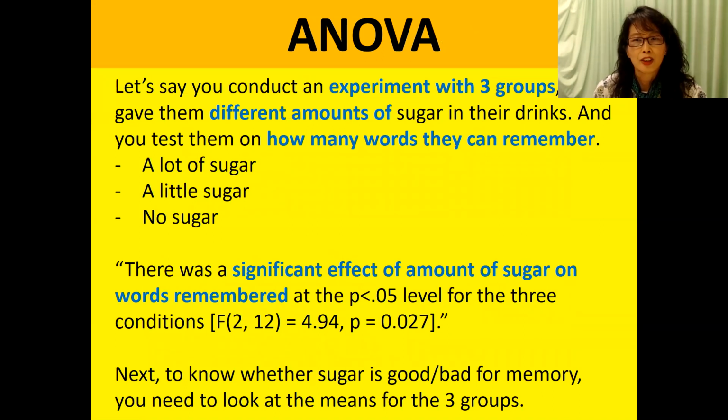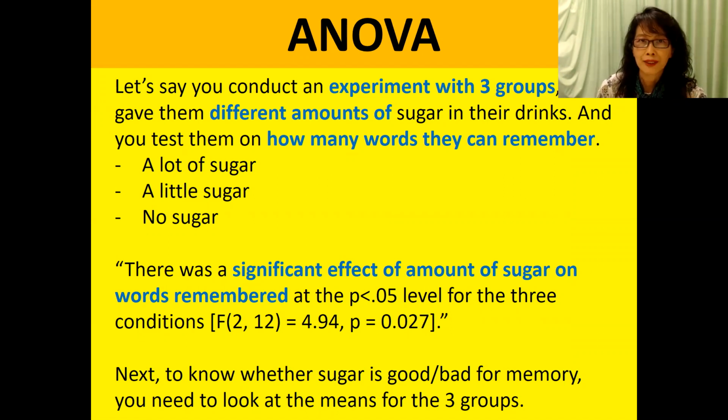So let's say you conduct an experiment with 3 groups, and you want to find out the effect of sugar on memory. So you give the 3 groups different amounts of sugar in their drinks. And then after that, you test them on how many words they can remember. Of course, it's good to test them beforehand as well. Now, the 3 groups: one group has no sugar, another group has a little bit of sugar, and the third group drinks a lot of sugar in their drink. And the result goes like this.